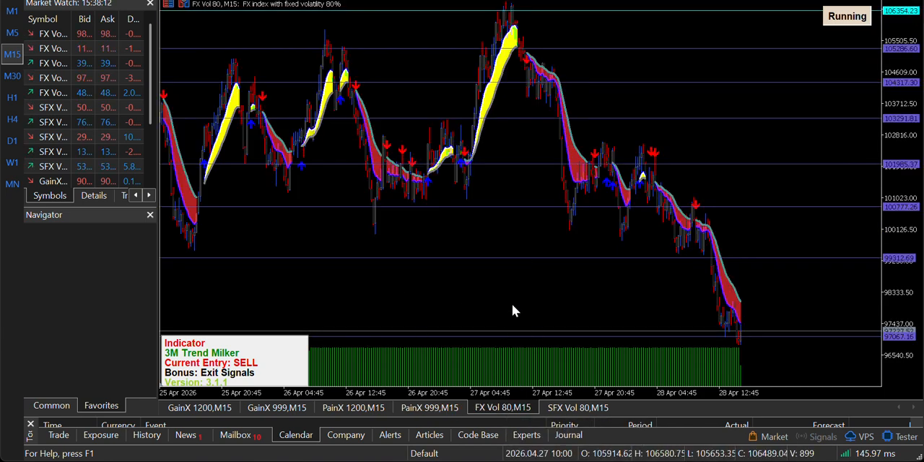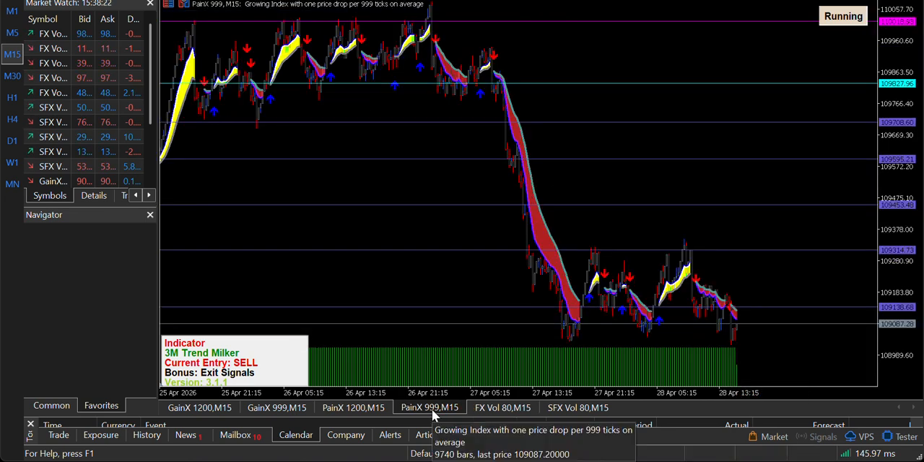Okay, this is another one. FX Volume 80, you can see right from the resistance zone, it sold till it got to this region. So this is how you too can also milk the markets with this same strategy.